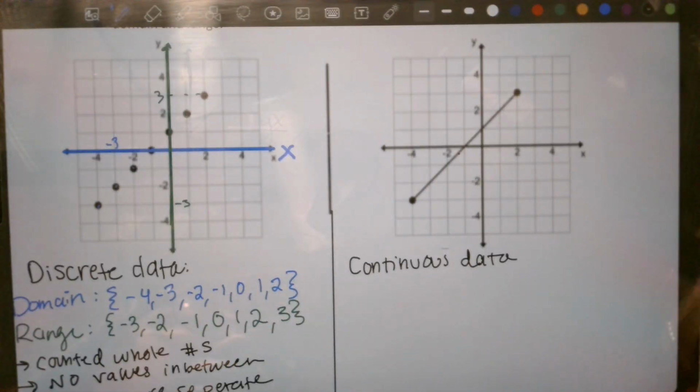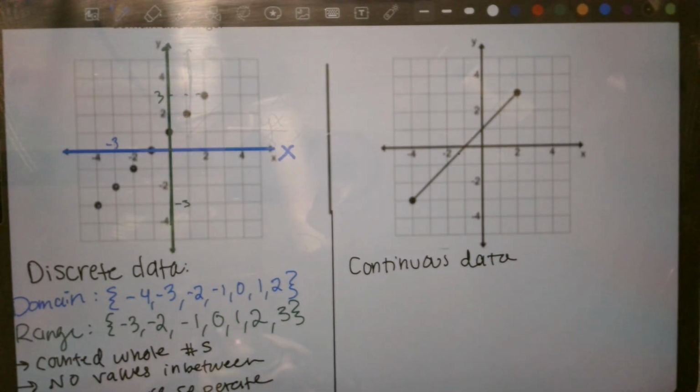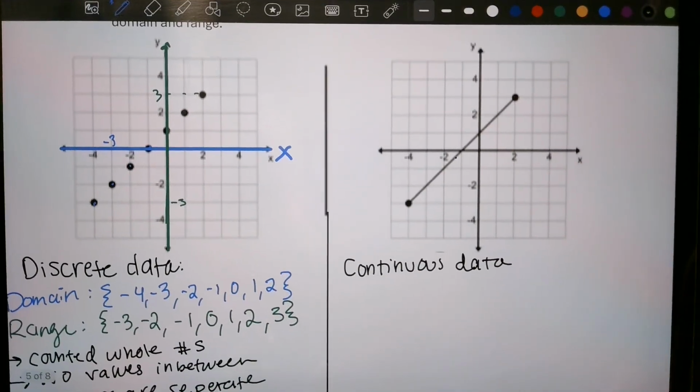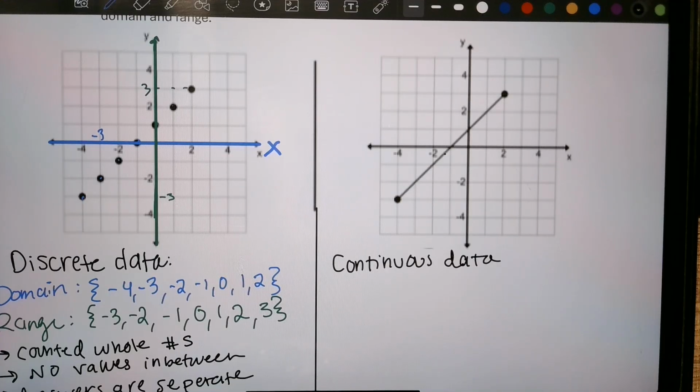And for continuous data, we are going to have to kind of create, I think my brightness is lowering too much. There we go.